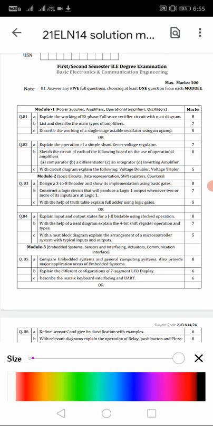Okay, next go for question number 5: compare embedded system and general computing, and provide the major applications. This looks like an important question, so you can go for it. 5B also looks like an important question, you can go for it.